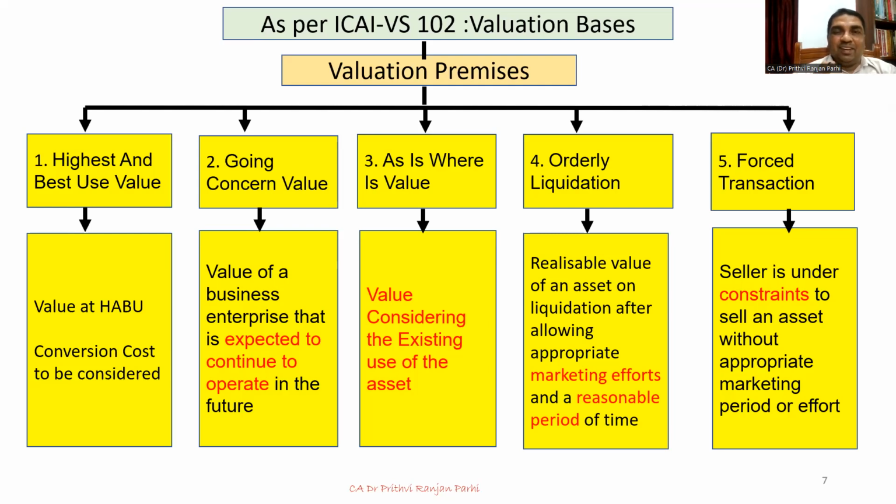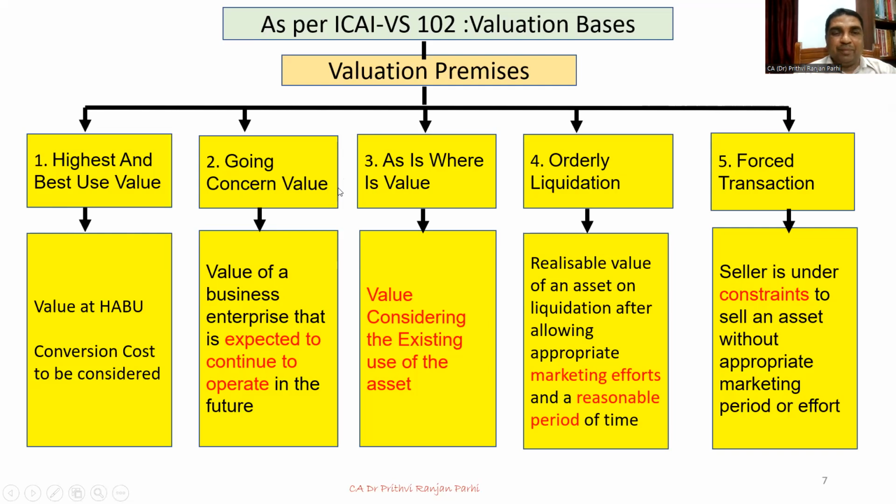Here, this refers to a valuation premise where the value of the asset is arrived at its highest and best use. If for some reason the existing use of the asset is not the highest and best use, here the valuer also has to consider the conversion cost, if any, to convert that asset to its highest and best use. On that basis, the value has to be determined. This premise is referred to as highest and best use value.